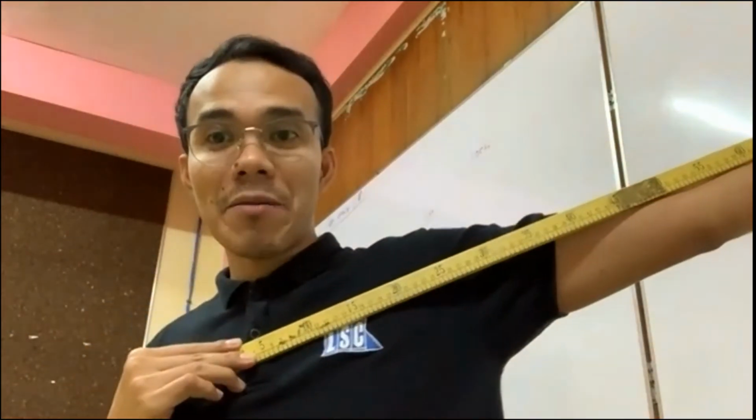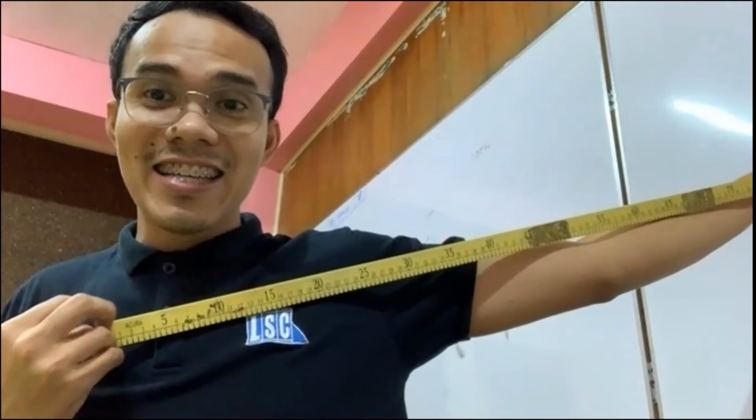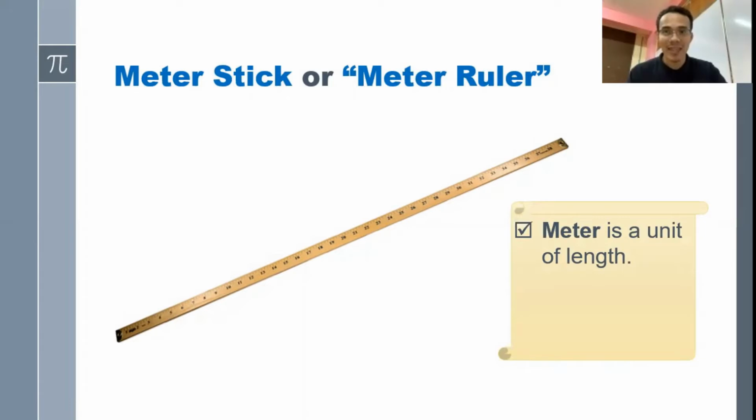And this is my 1 meter. From this point up to this part of my body, this is 1 meter. And this is the meter stick in the picture. Okay? The other name for meter stick is meter ruler, because again, the length of a meter stick is 1 meter. What do you mean by meter? Meter is a unit of length. So when we measure the length of an object, we sometimes use meter, like 1 meter, 5 meters, 10 meters. And we write small letter m for meter.